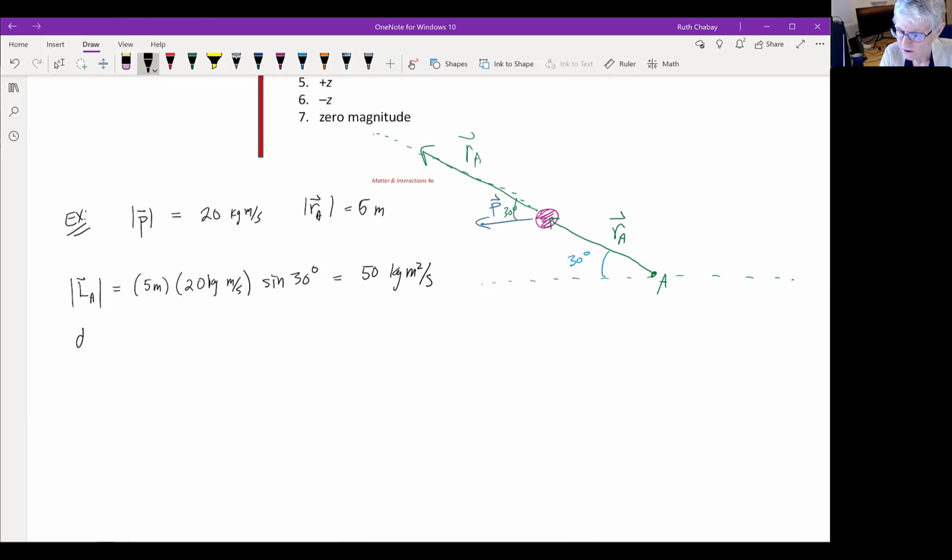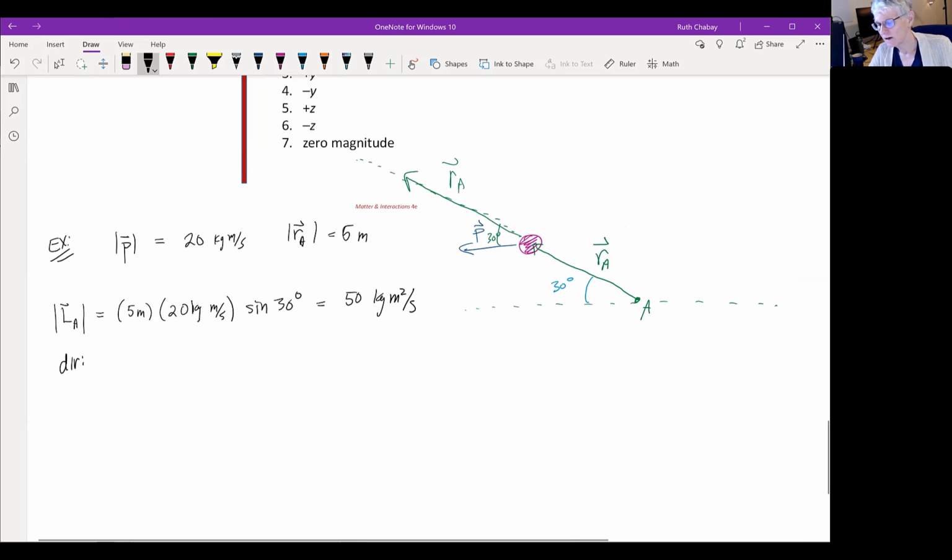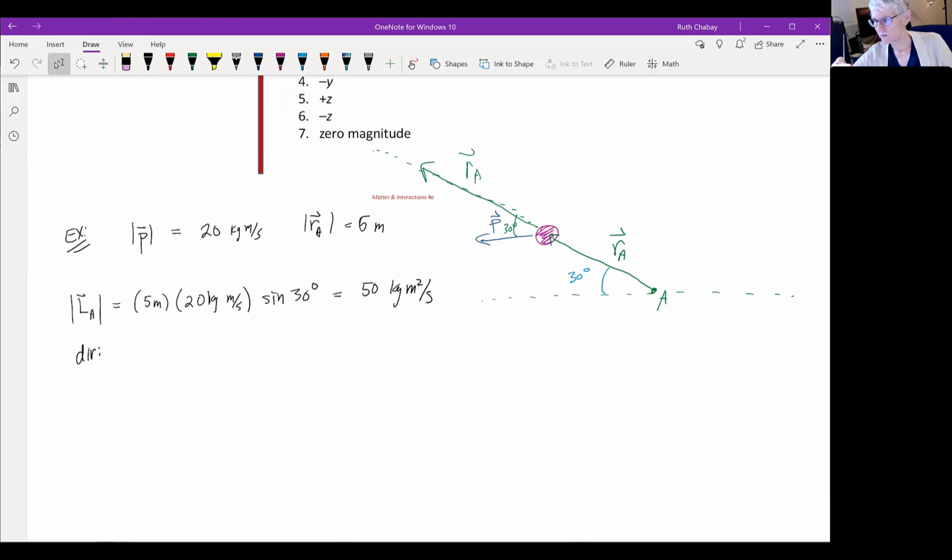And we can get the direction here fairly easily: we align our wrist with R, and then curl our fingers toward P, and our thumb sticks out toward us, so the direction is the plus z direction. So we can now write the answer as a vector. L sub A is going to be 0, 0, 50 kilogram meters squared per second.